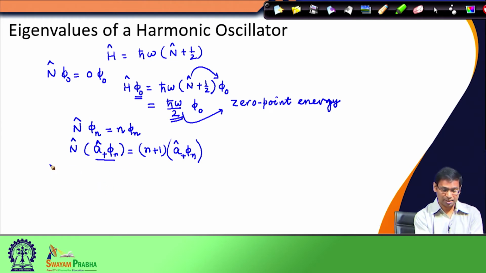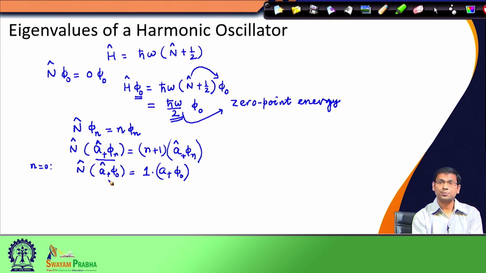Okay. So, suppose let us say I am starting with n equals 0. So, when I do this, I would write down N a plus phi 0. Since n is 0 over here, I am getting 1 into a plus phi 0, but I know this a plus phi 0 is proportional to phi 1. Phi 1 is the next eigenfunction. So, N phi 1 is 1 phi 1.